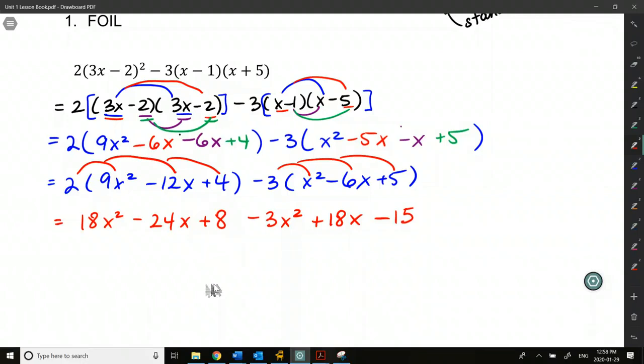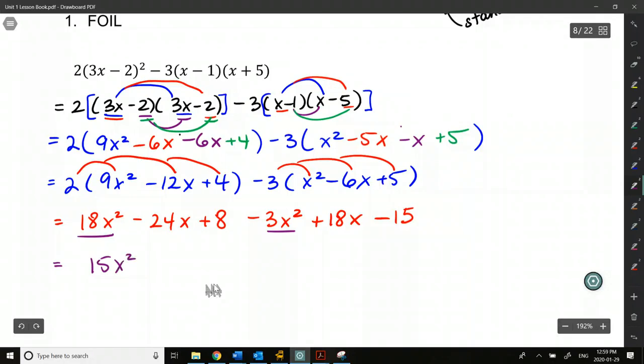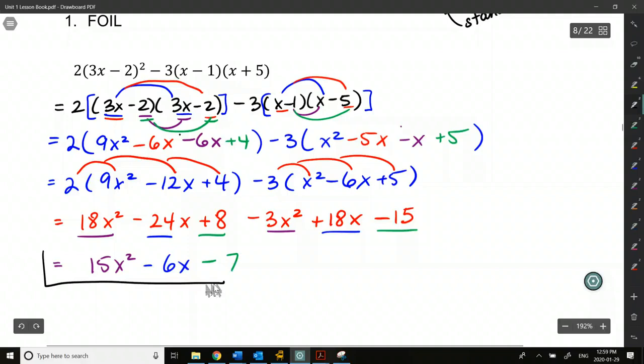Okay, gather your things with common variables. Gather your constants together. What I mean by constants is numbers without variables. So just the numbers that are by themselves. So we're going to gather the x squareds together. 18x squared minus 3x squared is 15x squared. Gather your x's. Get negative 6x, and gather your constants. Get negative 7. Okay, and now we're in expanded form.